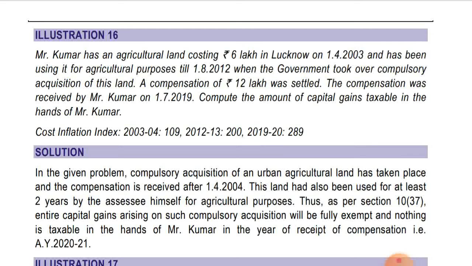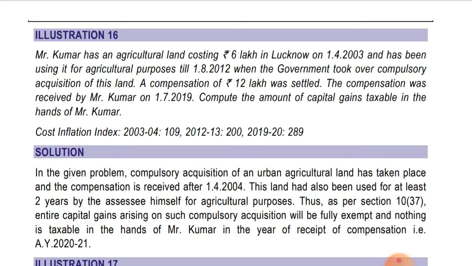In the given problem, compulsory acquisition of urban agricultural land has been taken and compensation is received after 1st April 2004. The amount should be received after 1st April 2004. This land had also been used for at least 2 years by the assessee himself for agricultural purpose. So it has been used for more than 2 years. Thus, as per section 10(37), entire capital gain arising on such compulsory acquisition will be fully exempt and nothing is taxable in the hands of Mr. Kumar in the year of receipt of compensation. As we all know, in the year of receipt of compensation, assessment year 2020.